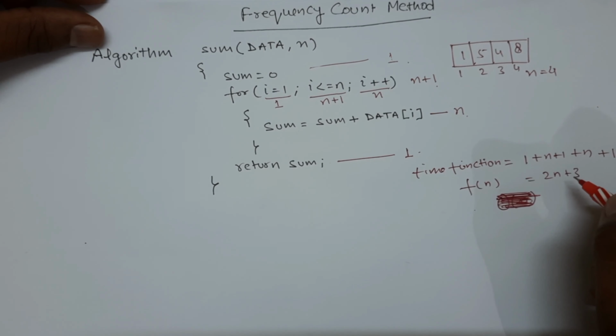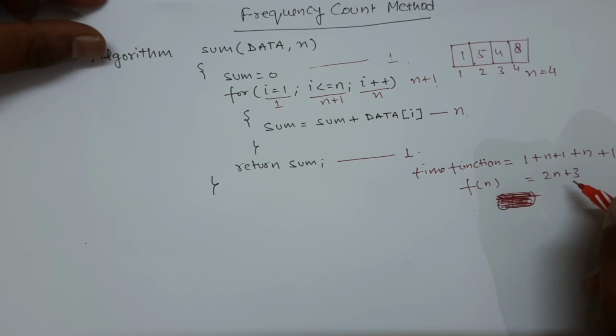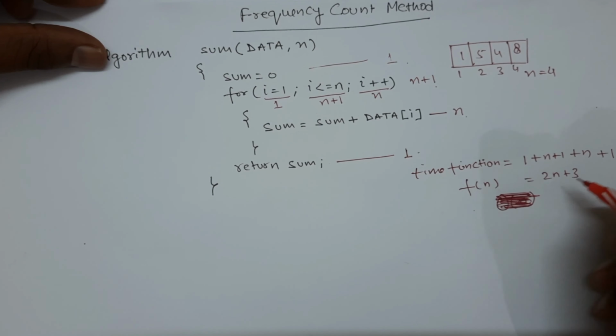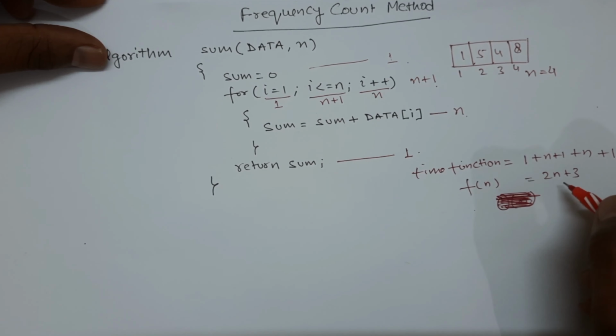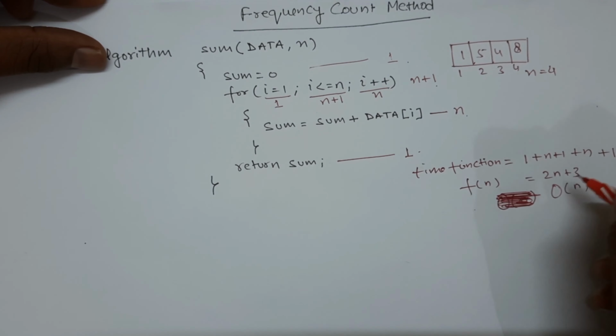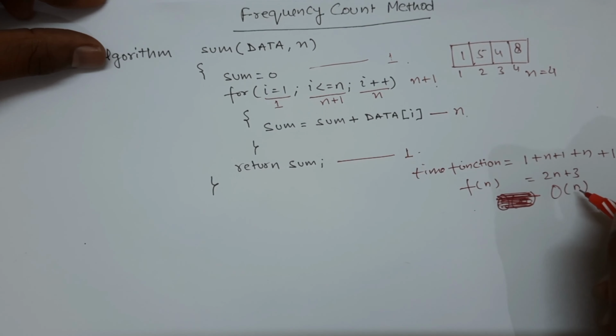So what is the degree of this polynomial? The time function is 2n plus 3. What is the degree of this polynomial? That is 1. So we represent the time complexity with the help of big O notation, and it is called order of n. Means we just consider the term with the highest degree, that is n. So it is called order of n.